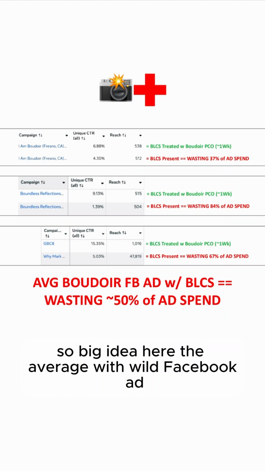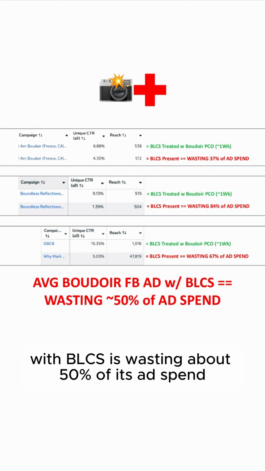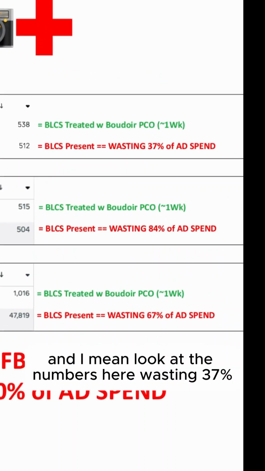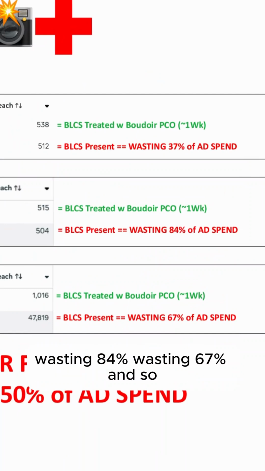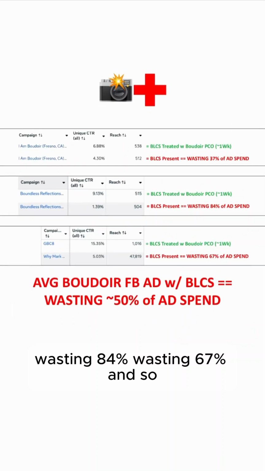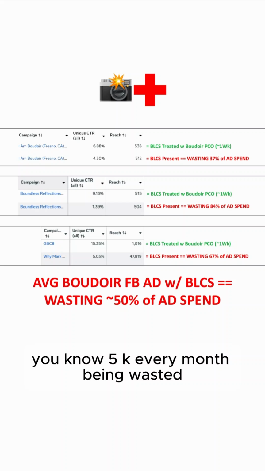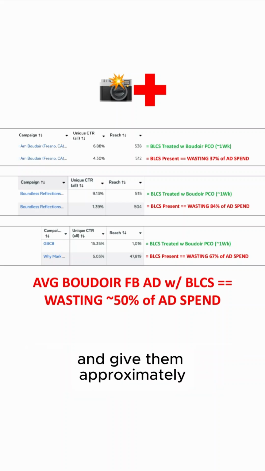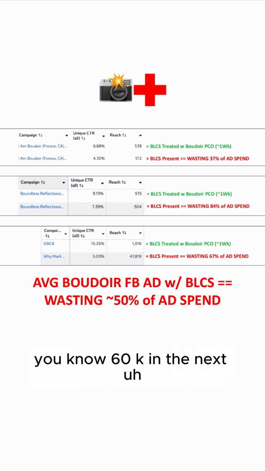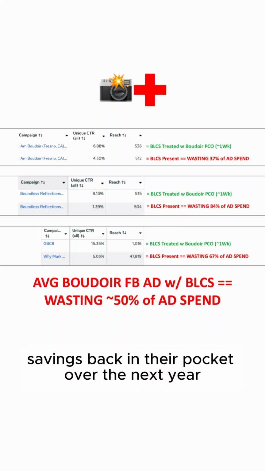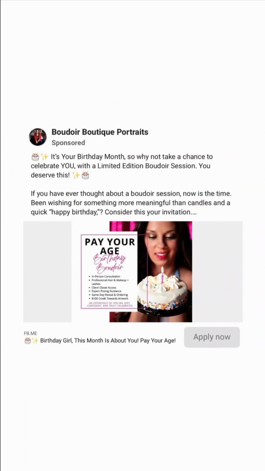So big idea here. The average Boudoir Facebook ad with BLCS is wasting about 50% of its ad spend. And look at the numbers here: wasting 37%, wasting 84%, wasting 67%. So if they're spending 10 grand a month on Boudoir Facebook ads, on average, 5K every month is being wasted that we can eliminate, giving them approximately 60K in bonus savings back in their pocket over the next year.